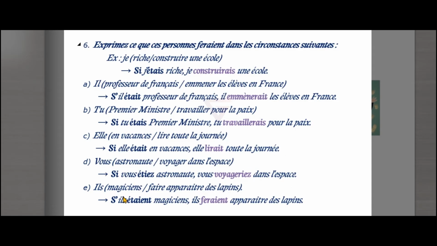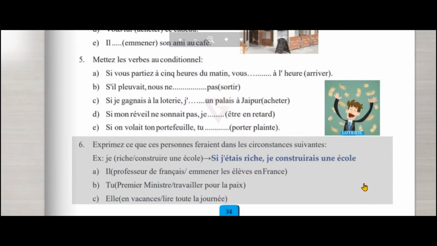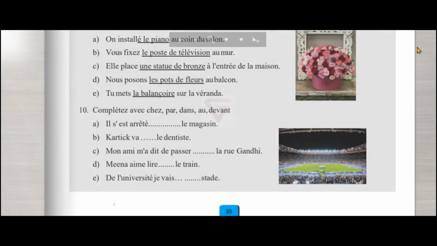And the last one, again you can see the contraction, SI becoming S apostrophe before ILS. So if they were magicians, they would make the rabbits appear. So again here, ILS followed by the verb faire. So faire has an irregular future stem, which is FER, and then you add the imparfait ending, which is AIENT for ILS. All right. So let's move on to the seventh exercise.